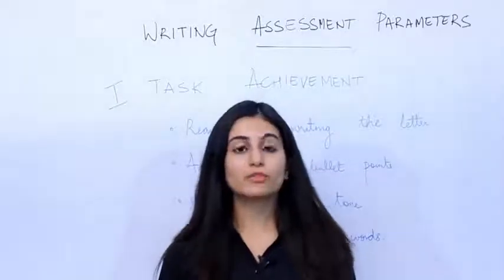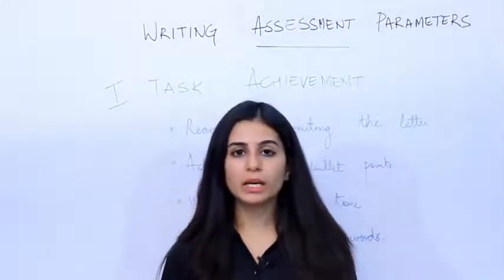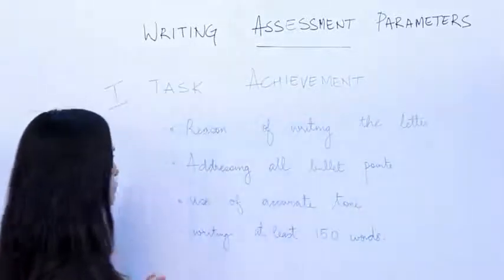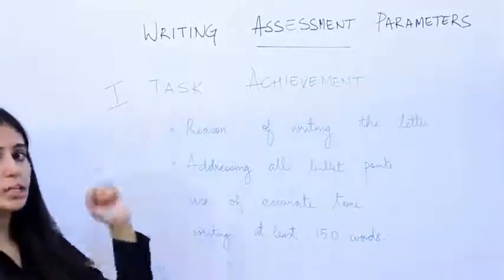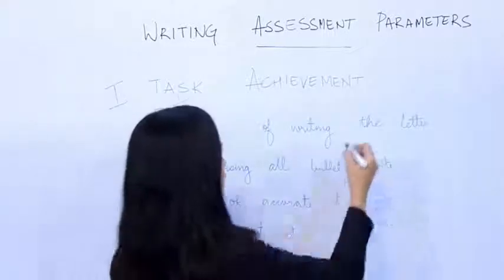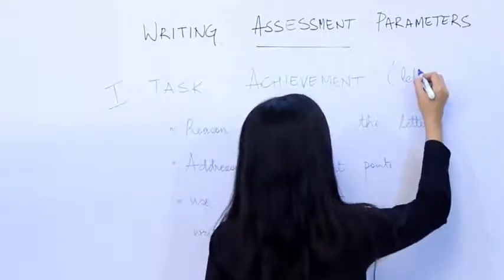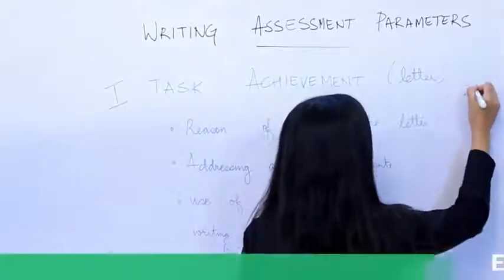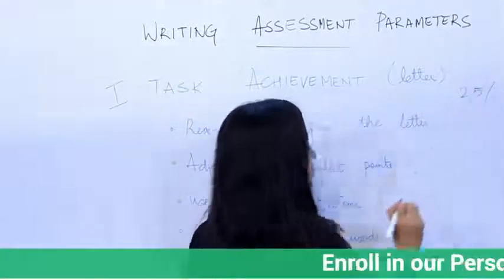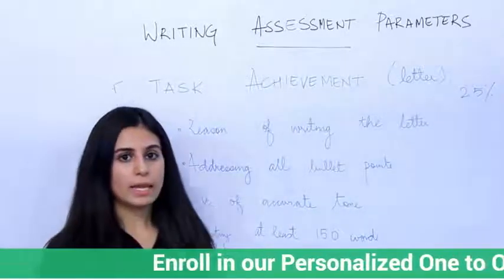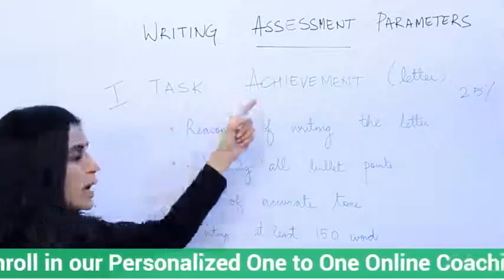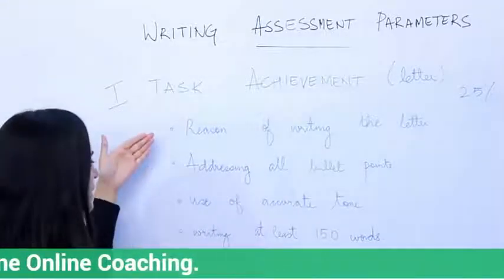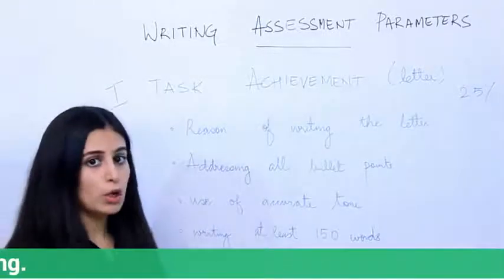Before taking you to the first example, let's take a recap of what we studied in the first lecture. So, when you are being assessed on task achievement, which is particularly in case of a letter, and as you might remember, it has a weightage of 25%. So now you need to understand that while you're being assessed on task achievement, the IELTS examiner is looking at basically these 4 things in your answer.